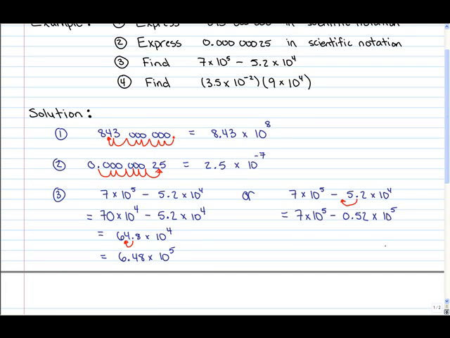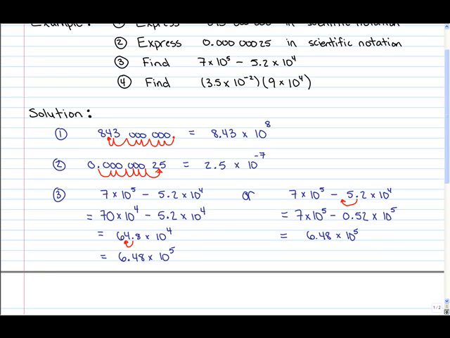Now we have the same powers. We can easily subtract these two numbers of 7 and 0.52. So 7 minus 0.52 gives me 6.48 times 10 to the 5. And this is proper scientific notation because we have a number that's between 1 and 10 here.